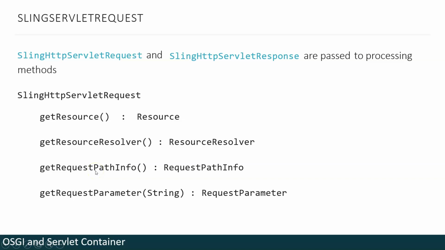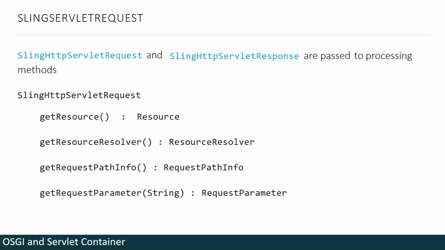getRequestPathInfo returns the request path in a Sling way, that is structured with methods to get selectors, extension, suffix, and so on. getRequestParameter returns a request parameter instance. It is a Sling class that supports getting, for example, an uploaded file as a request parameter. Those are the specifics of the Sling HTTP servlet request. As for Sling HTTP servlet response, it does not add important methods.